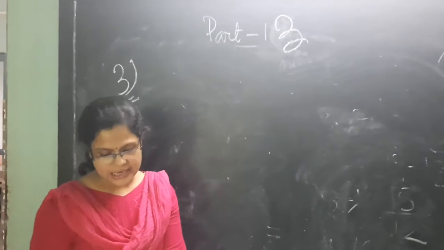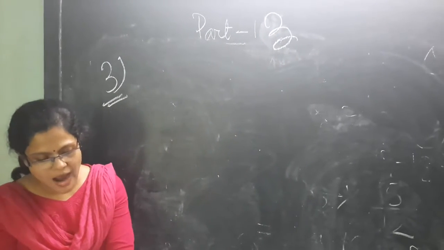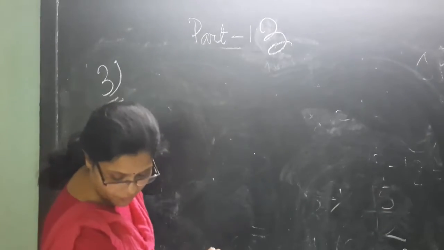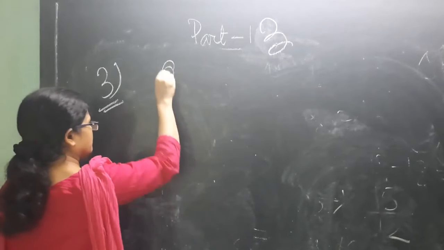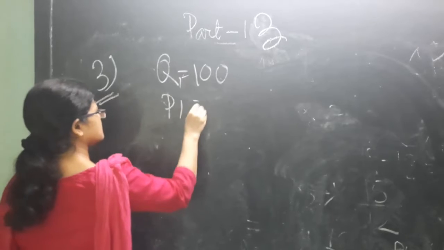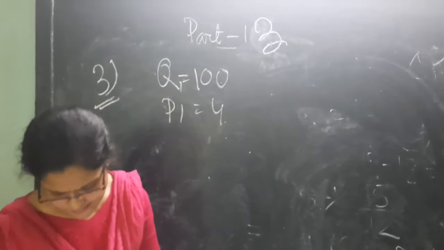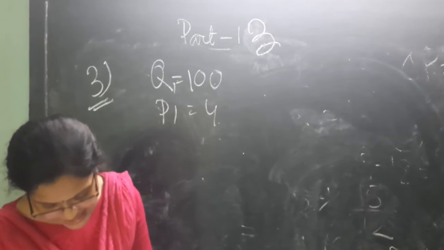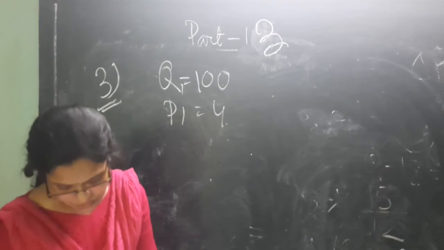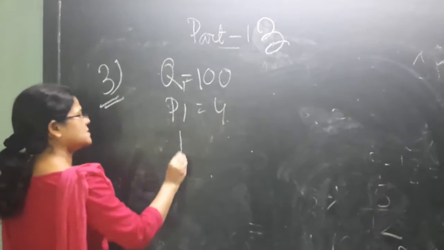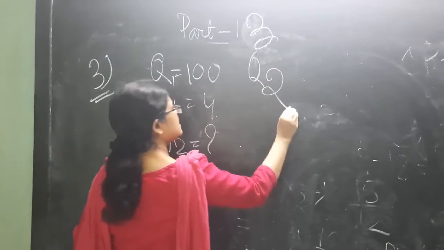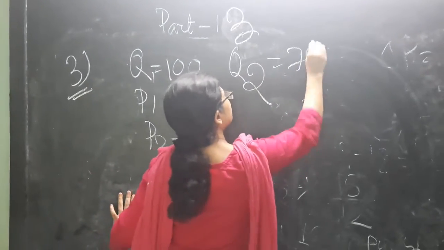Given in your PDF: 100 units of goods are demanded at a price of 4 per unit. The price rises, and as a result the demand falls to 75 units. So what happened? Price rises, as a result our demand falls to 75.